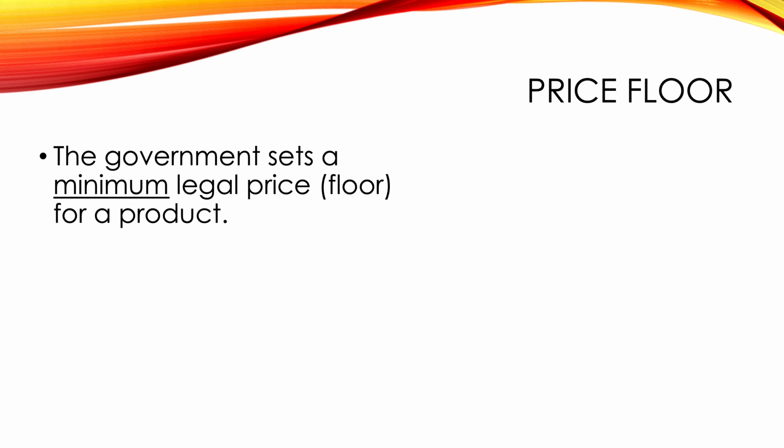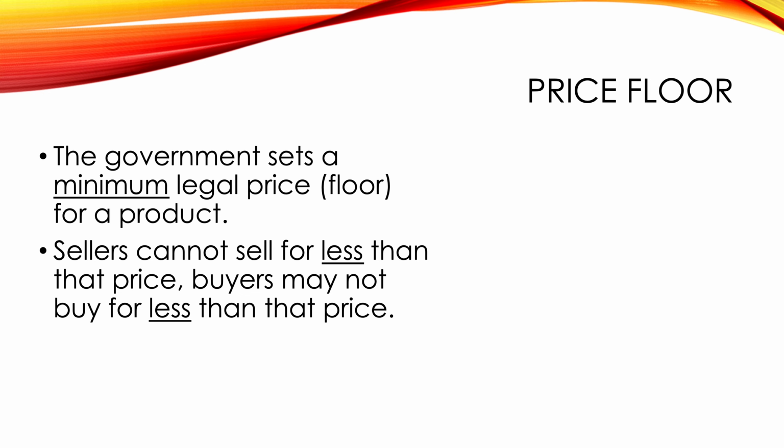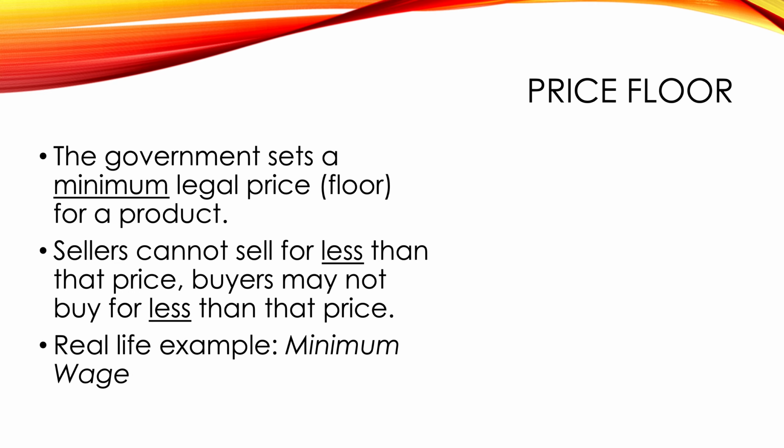The other type of government price intervention is called a price floor. This should be pretty easy to understand. It just works the opposite way. So this is when the government sets a minimum, not a maximum, a minimum legal price for a product. Again, what that means is if you're a seller, you are not allowed to sell that product for less than that price. And if you're a buyer, you're not allowed to buy that product for less than that price. And a real world example is the minimum wage.